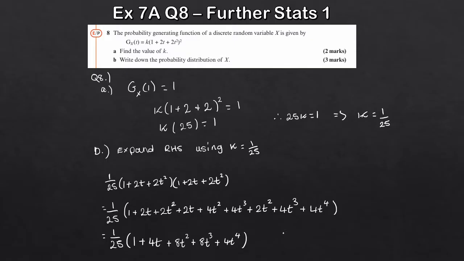So now, using the coefficient of t to the x. What I mean by that is, for example, if the 8t squared here was, let's just say, 6t squared, because that's the 2 there for the x, what that means is that the probability that x is equal to 2 would be 6 out of however many t's we've got here in total.